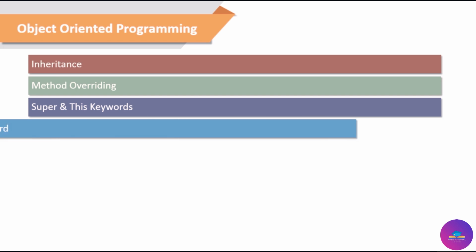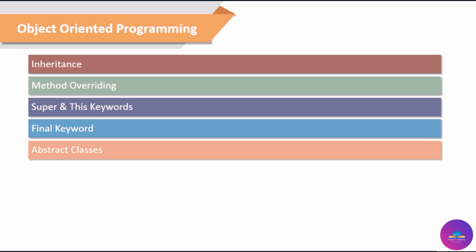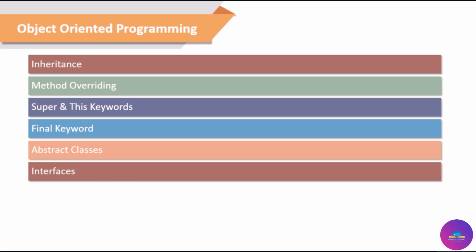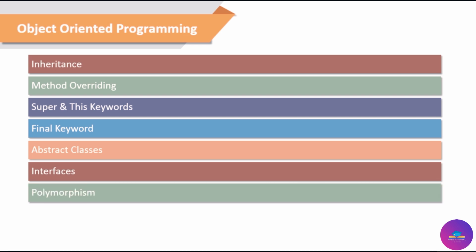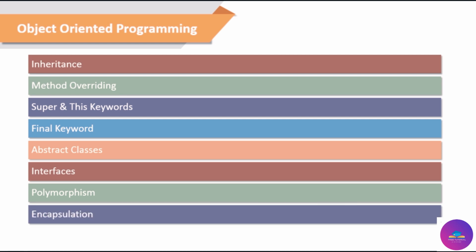Then we'll play around with how to use the final keyword. And then we're going to learn abstract classes. And then we will learn interfaces. And then we will learn polymorphism, which is not a religion. Then we will learn encapsulation.